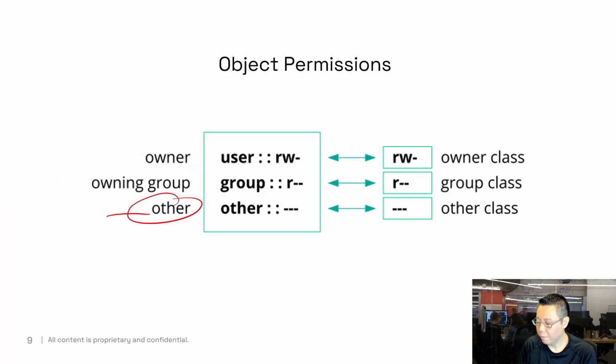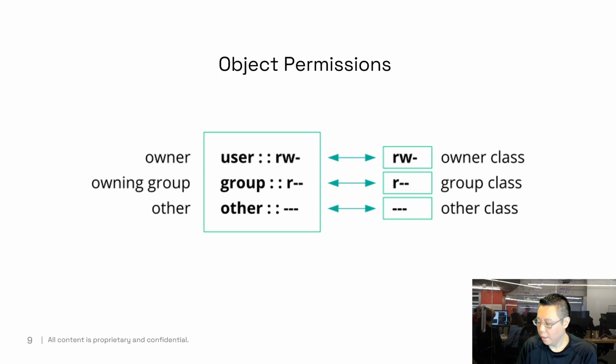Finally, we have other. Other is anyone that doesn't fit in the first two categories above. Really, anyone that's anonymous, unauthenticated, just anyone in general. Really, most of the time, you want them to have no rights whatsoever, which is no read, write, or execute, depends on you. Now, what are some examples of how we can actually apply this? Why would I apply this?